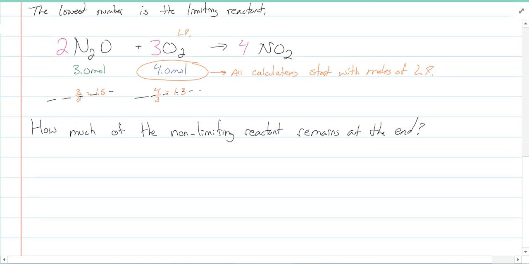So it's asked how much of the non-limiting reactant remains. Well, in this case, what do you start with? We always start with the moles of limiting reactant.